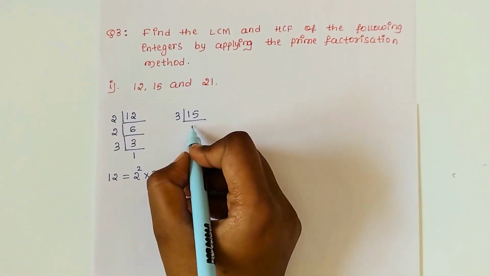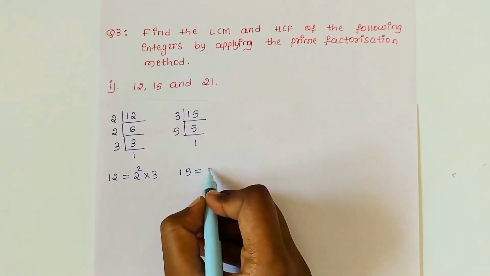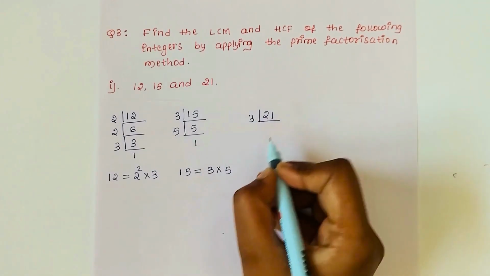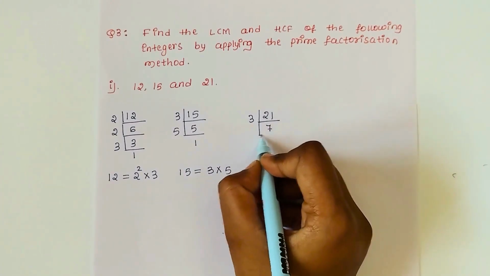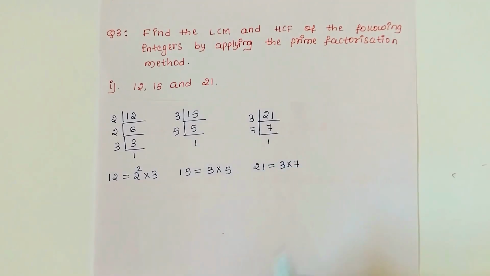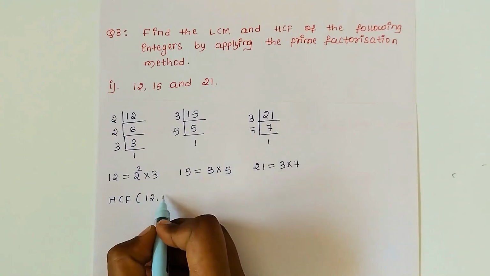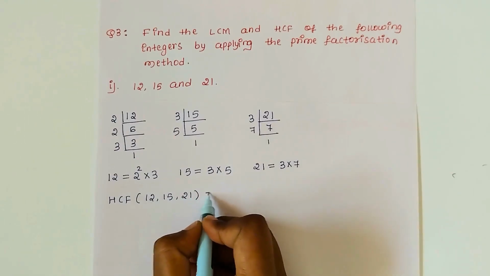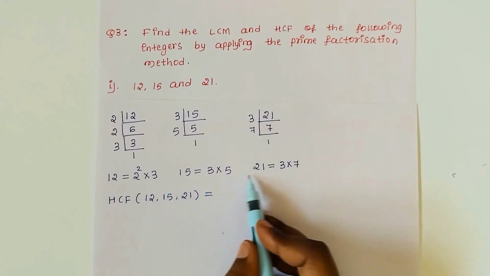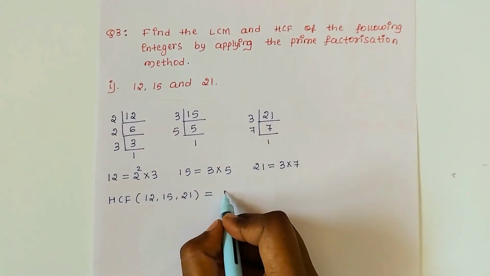Next, I am considering 15: 3 5s are 15, 5 1s are 5. I am writing 15 as a product of primes, 3 into 5. Next is 21. Starting with 3, 3 7s are 21, 7 1s, and here I am writing that as 3 into 7. So what is HCF? The HCF of the three numbers 12, 15, 21 is the lowest power of the common factor. See, in all these three numbers, in their prime factors, 3 is common, isn't it?